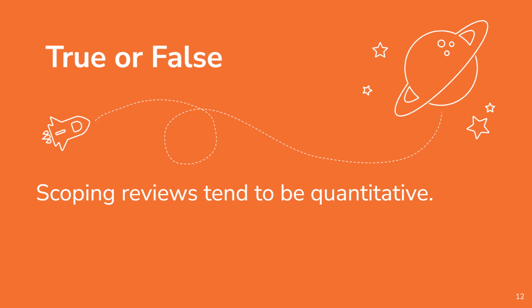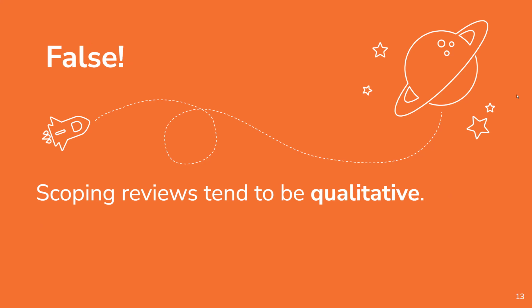All right, next one. True or false? Scoping reviews tend to be quantitative. False. Scoping reviews actually tend to be qualitative in nature. It's systematic reviews that are more quantitative.